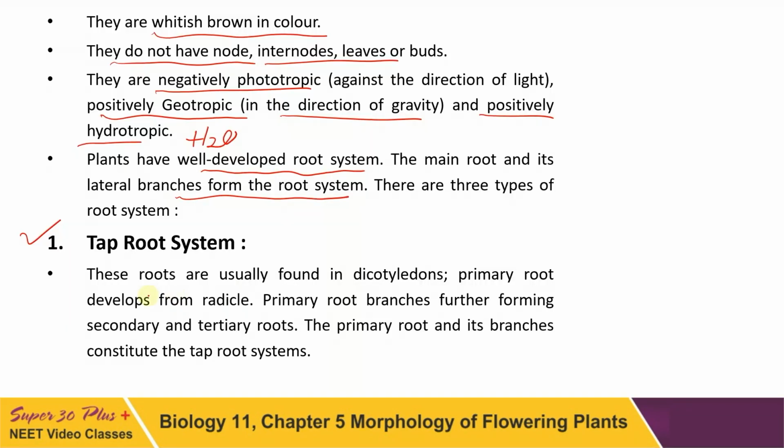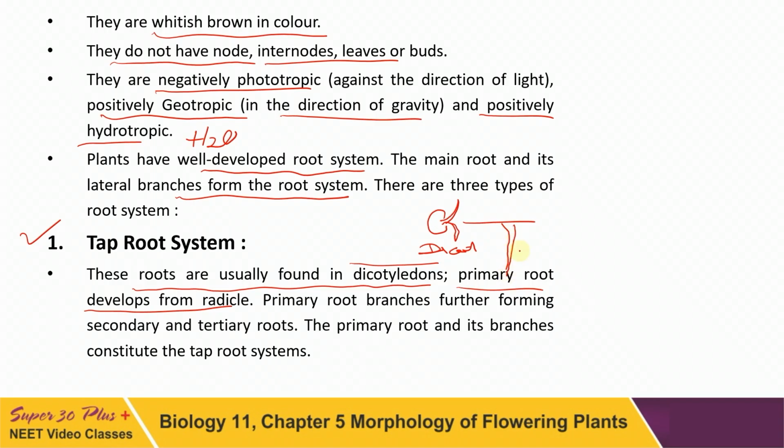That is, these roots are usually found in dicots. The primary root develops from the radicle. I may summarize it here. This is the seed and this one is the radicle. In the case of a dicot plant, what happens? It is this radicle that will elongate and become the primary root.